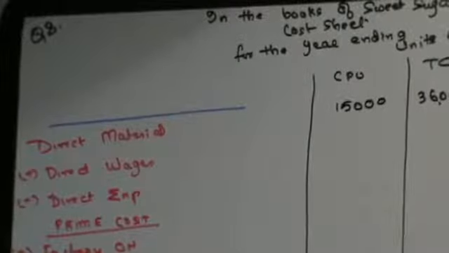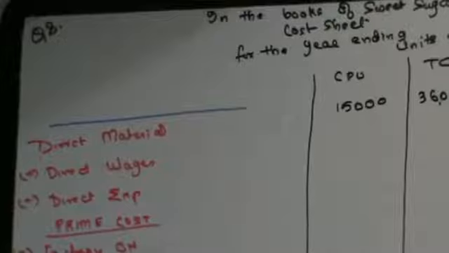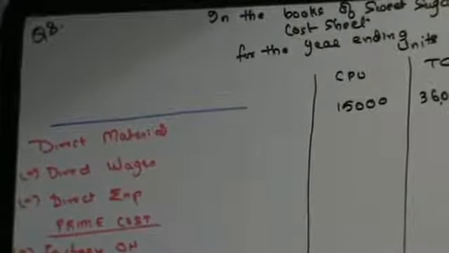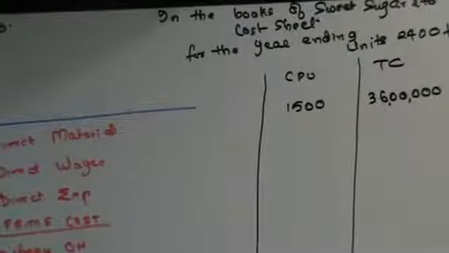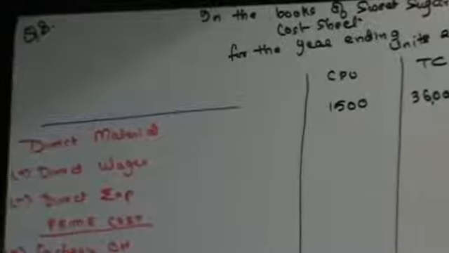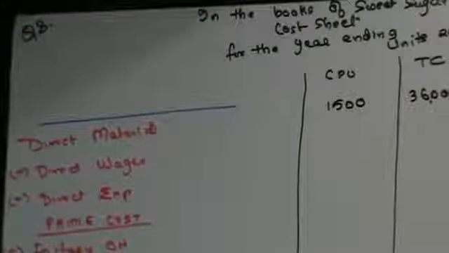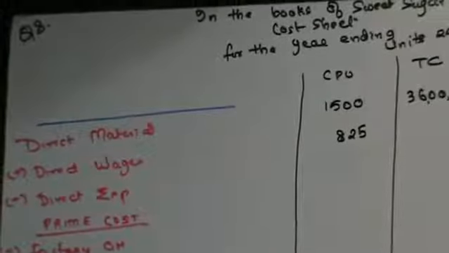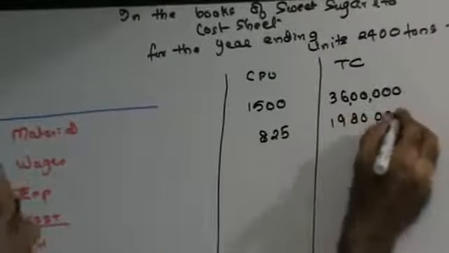Next, let's move on ahead. 15,000 or 1,500? Yeah, this is going to be 1,500. They are saying that direct labor amounted to 825 rupees per ton. Multiply 825 by 2,400. That is 19 lakh 80,000.